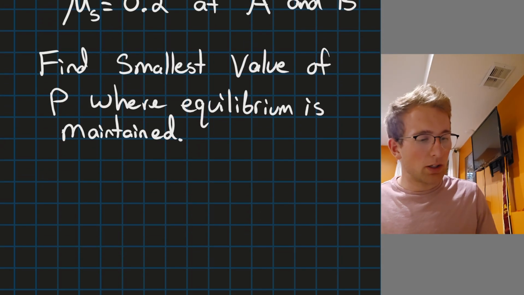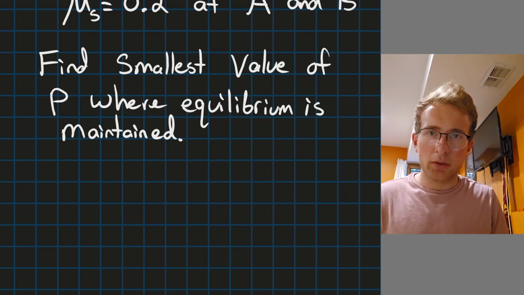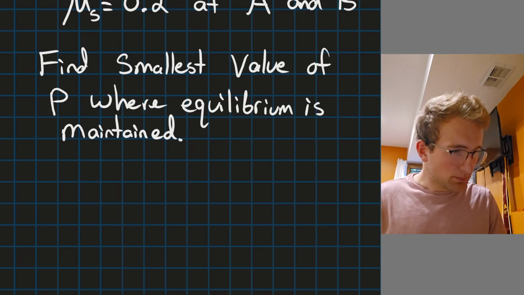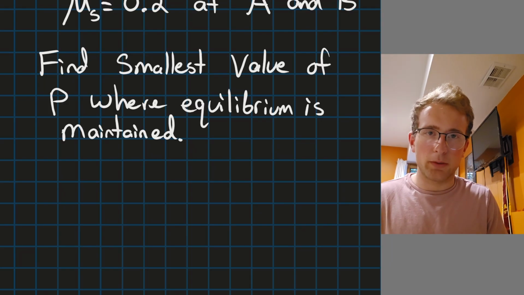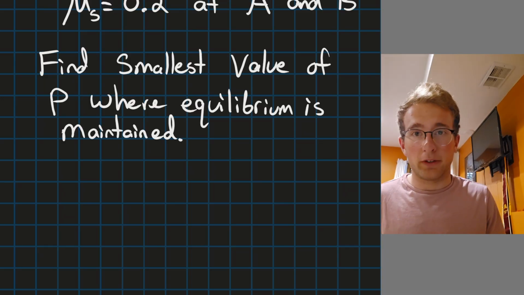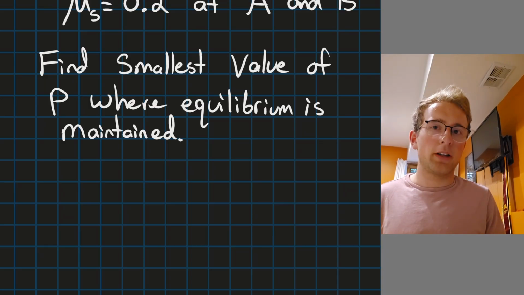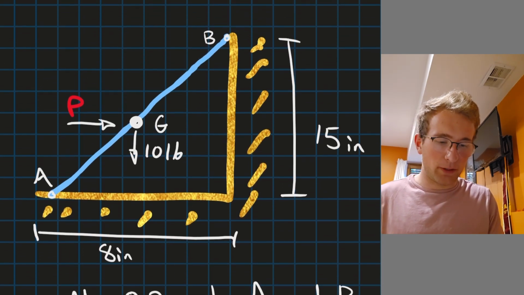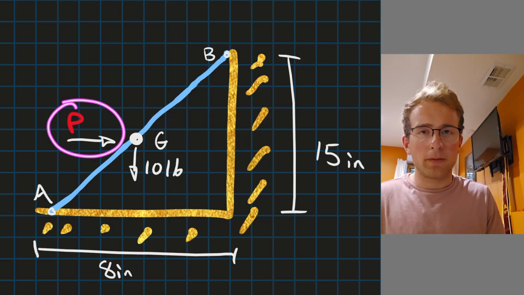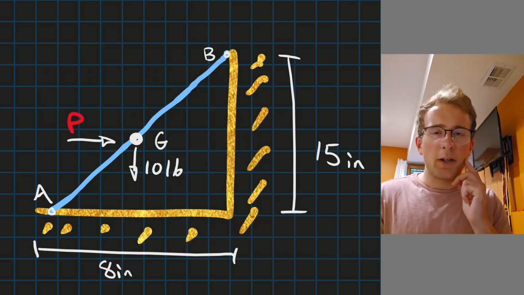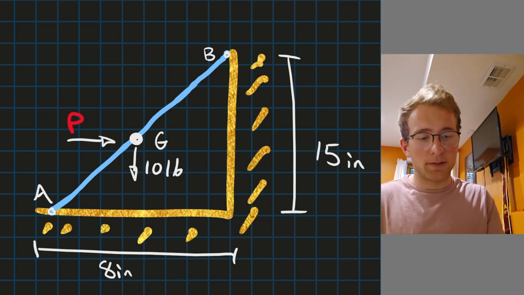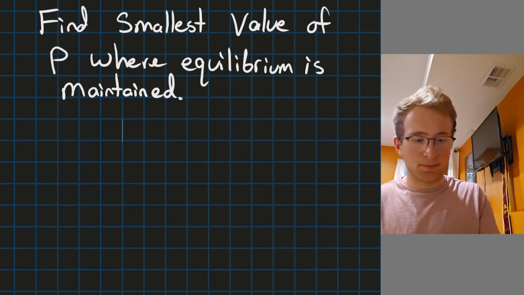So try this problem on your own. Come back, watch the solutions, learn from it, and then try it again on your own, right? But yeah, so the first thing I would do is assume that there is no friction. Draw a free body diagram, and then we have this variable P. So I would find the value of P where the ladder is in equilibrium if there was no friction. So let's do that here.